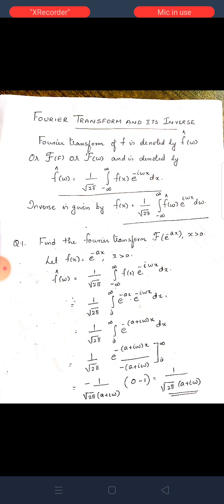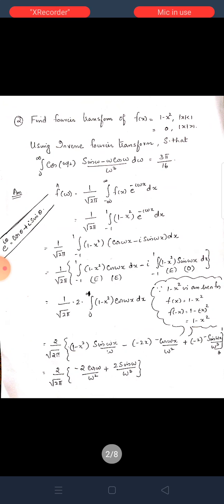So it becomes minus 1 by root of 2 pi (a plus i omega) into, when you give the upper limit, its value will be e raised to minus infinity, which is 0, minus, when you give the lower limit, it is 1. So the answer is 1 minus will become plus, 1 by root of 2 pi (a plus i omega).